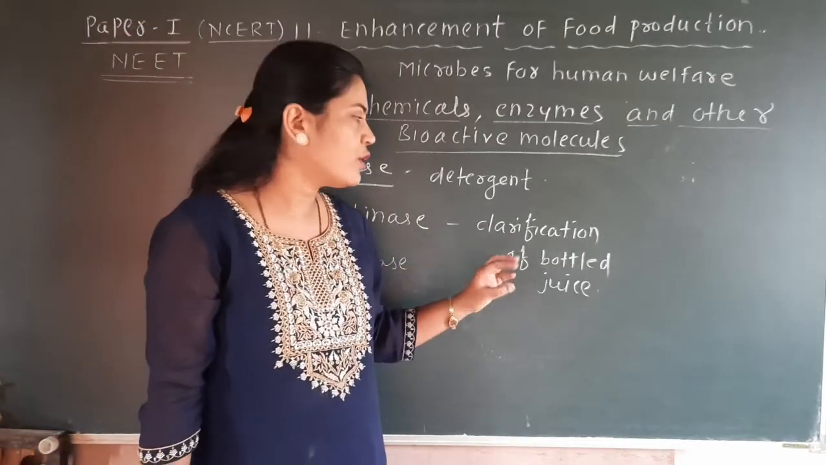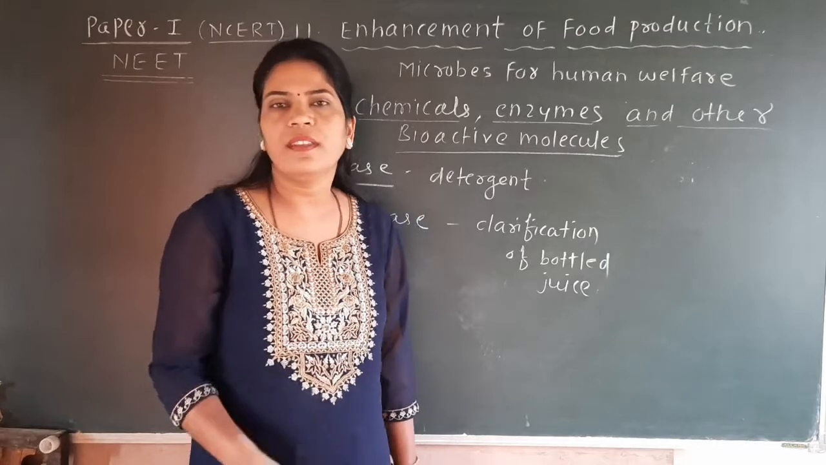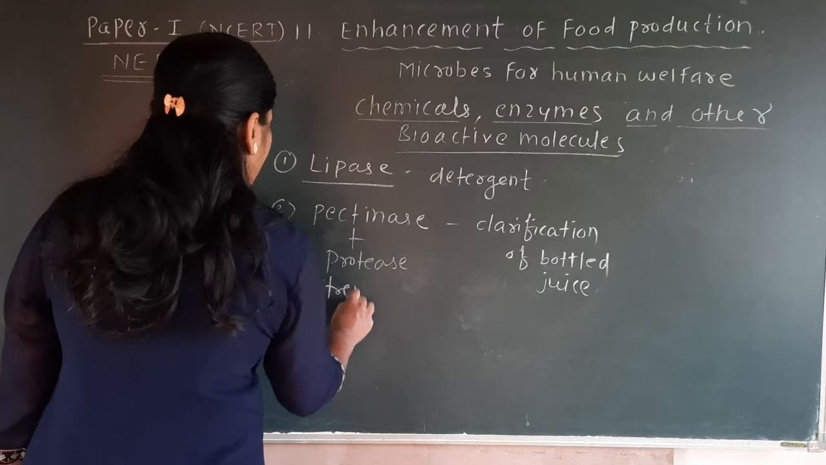For clarification of the bottle juice, these two enzymes are important. Okay, this is the second one. Now the third enzyme, and that is called streptokinase.